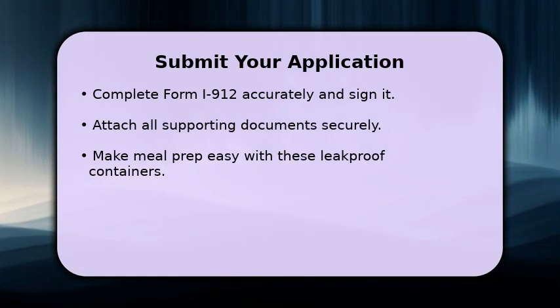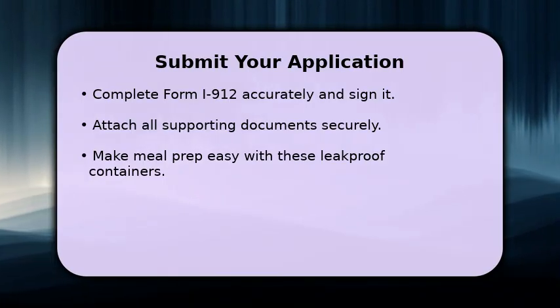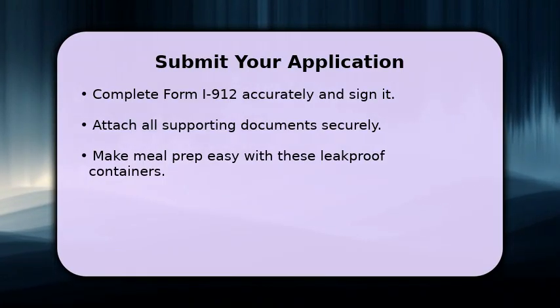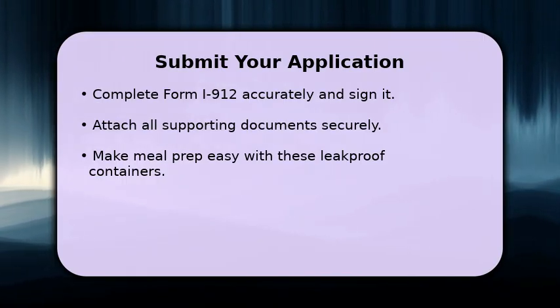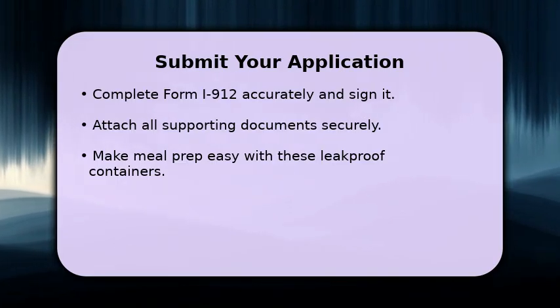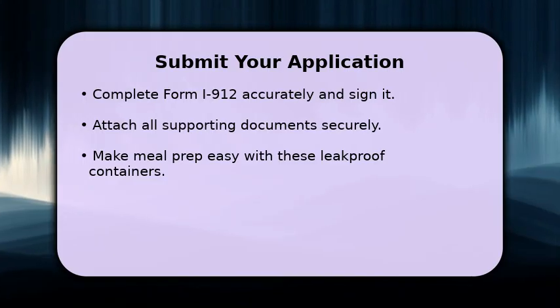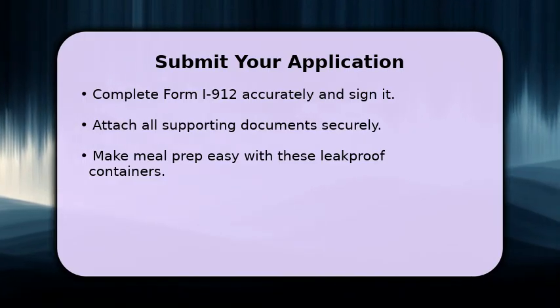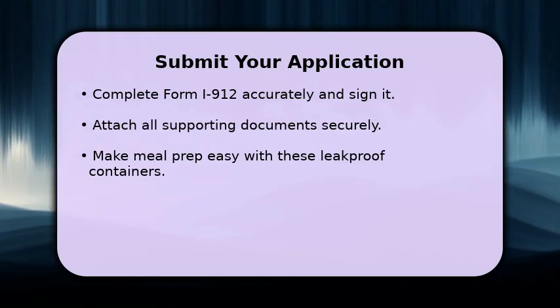After completing Form I-912, double-check all sections for accuracy and remember to sign it. Attach all your supporting documents in a clear, organized manner. Mail your completed Form I-912 along with the application or petition for which you are requesting a fee waiver to the correct USCIS address. Always keep a copy of your entire submission for your records.